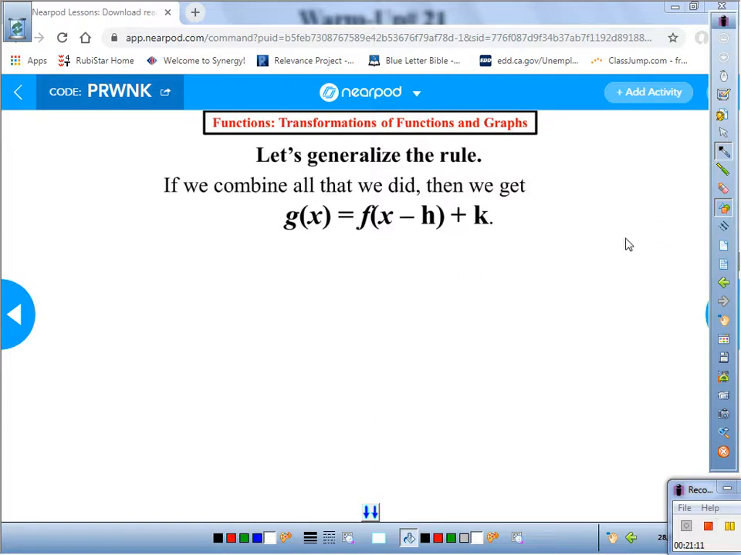All right, so for your home plate, make sure you do that one problem. Okay, if you need graph paper, take some.